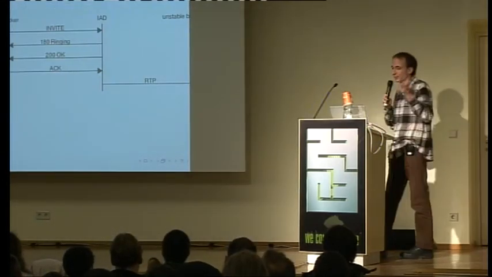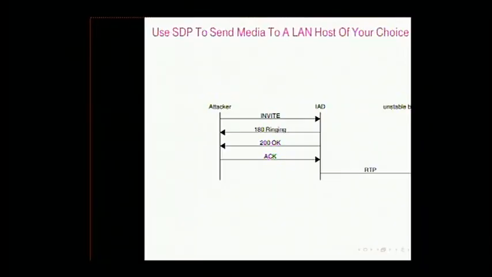And what happens is you make a call and the IAD will send RTP to this unstable box instead of the attacker. I know all those attacks are not too serious if you don't have an unstable box which does bad things on RTP, but it's still something you don't want in your LAN.